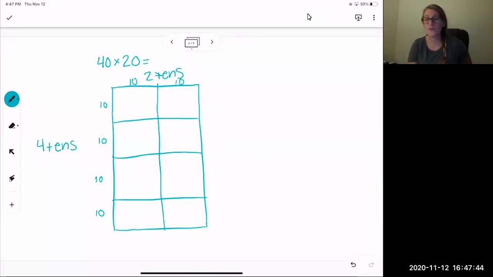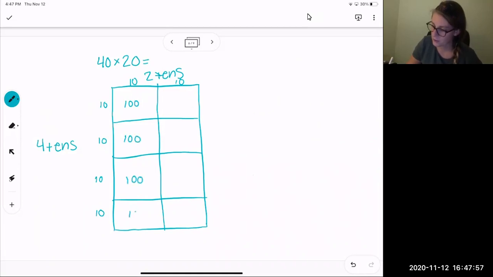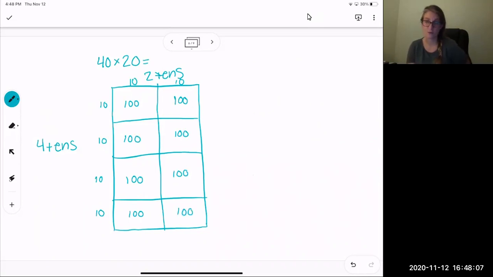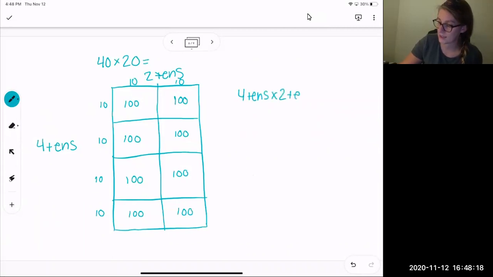Okay, so we know the area of each of our boxes because we know what 10 times 10 is. We know 10 times 10 is 100. So we have 100, another 100, another 100. Each of our boxes is going to be 100. So how many boxes do I have total? And how many hundreds does that give us? So 4 tens times 2 tens is going to give us 8 hundreds.